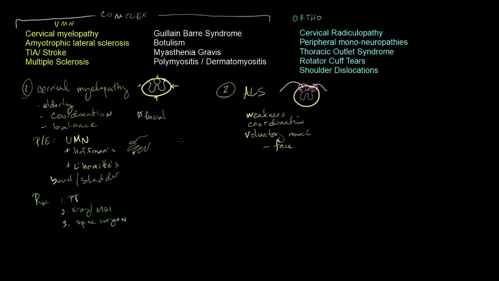What generally is preserved in ALS is your autonomic functions. So no sexual dysfunction, and generally no bowel or bladder dysfunction.